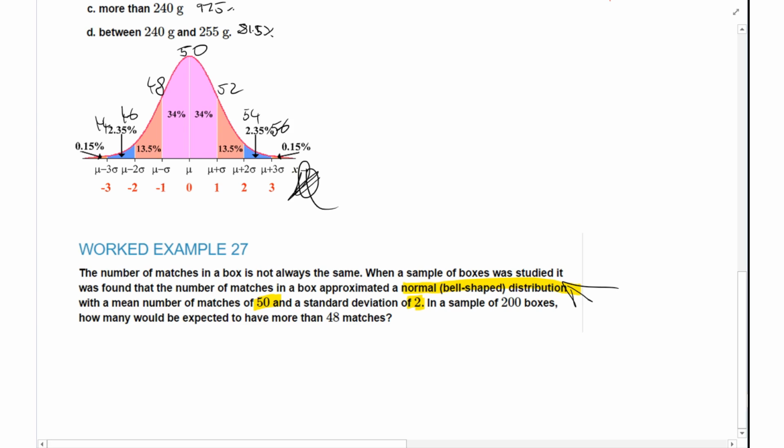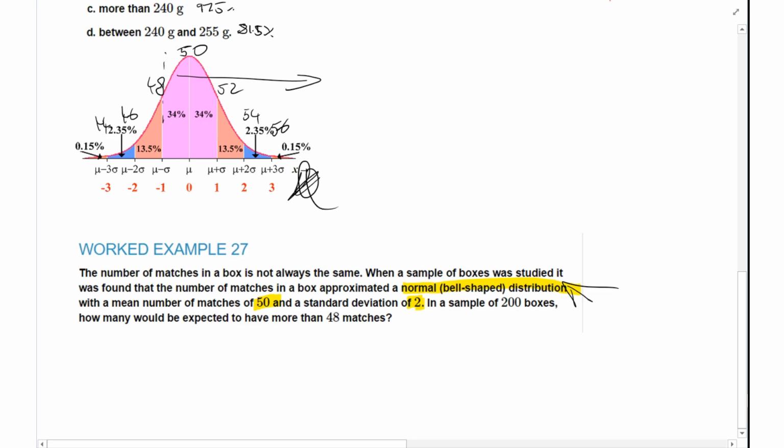Now, I don't need that for this question, but I'm just showing you to make it very clear. So in a sample of 200 boxes, how many would you expect to have more than 48 matches? Here's where you've got to get the percentage and then use that percentage value to work out the number of boxes. So I look at where 48 is. 48 is here, so that means it's all of that.